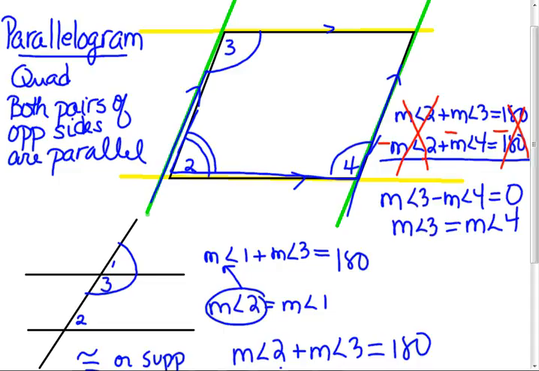Look at the picture. Do 2 and 4 look like they're the same size? No. This is obtuse, so that's acute. How about 3 and 4? Yeah. Okay. What else is true about parallelograms?